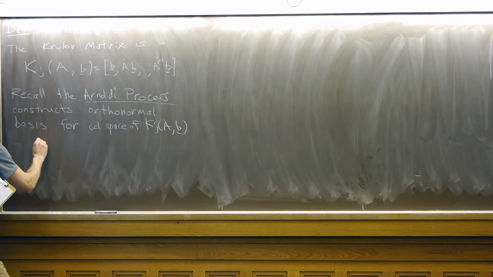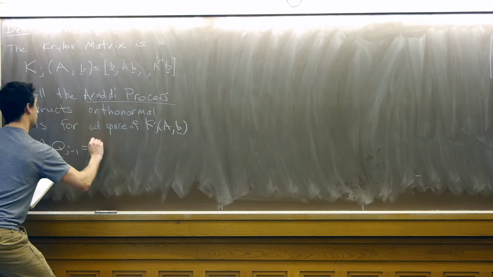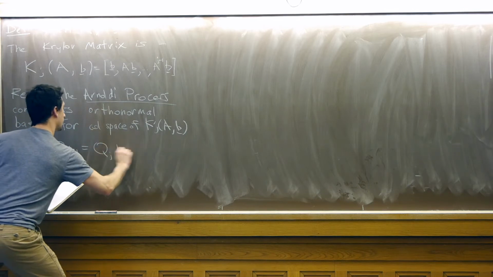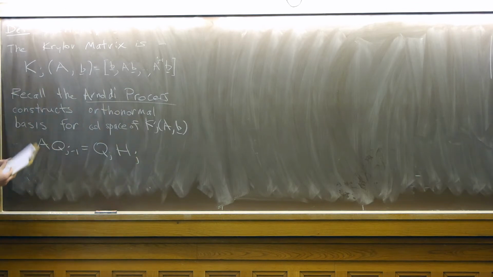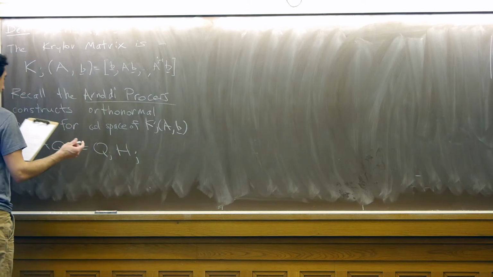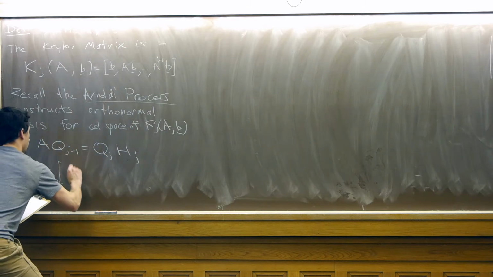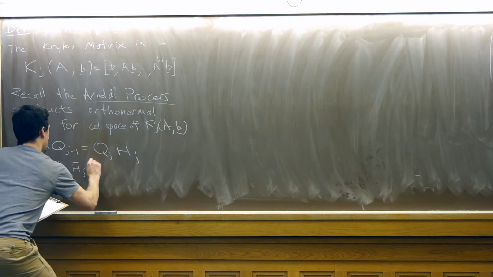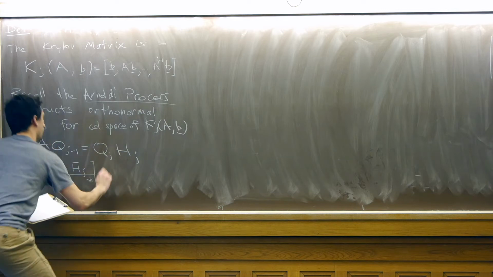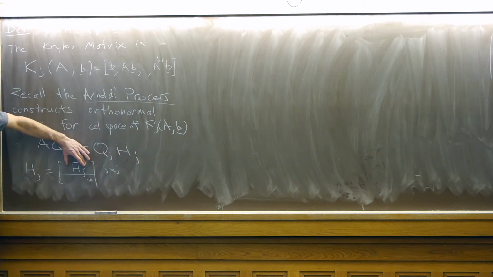Okay, and that orthonormal basis is a set of vectors Q that satisfies this, where the Q are orthonormal columns and H is an upper Hessenberg matrix. And we will refer specifically to the upper j by j block of this upper Hessenberg matrix.